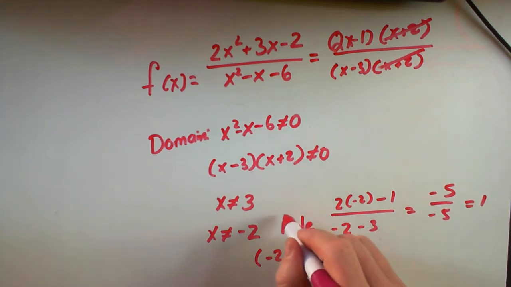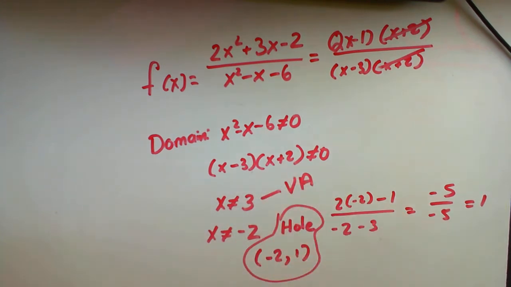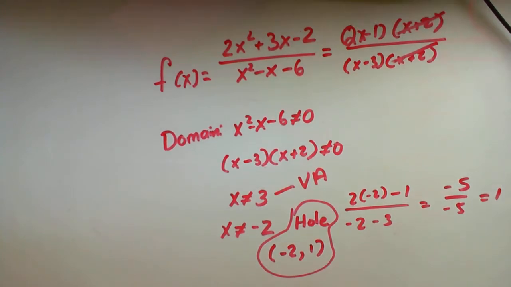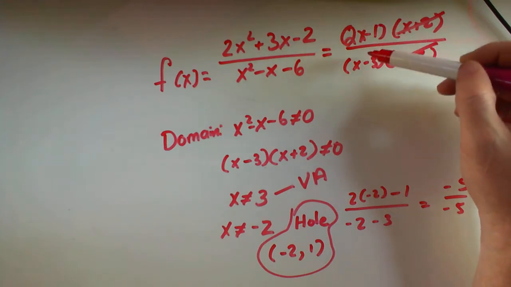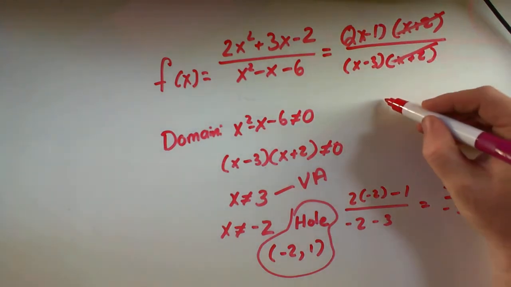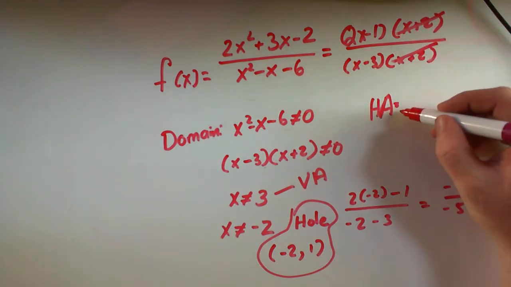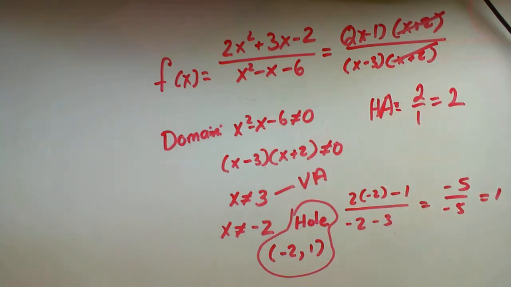Since the 3 did not cancel, this is a vertical asymptote. As far as horizontal asymptotes go, we look at the numerator and denominator, and we see that they have the same power in the numerator and denominator. The degrees are the same. So we have a horizontal asymptote at the ratio of the lead coefficients. So that would be 2 over 1, or just plain 2.